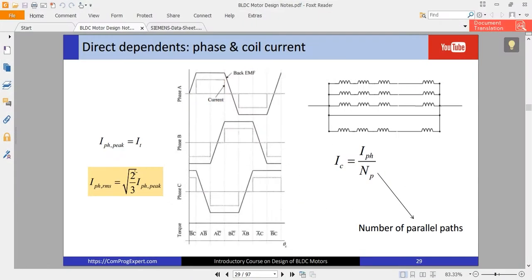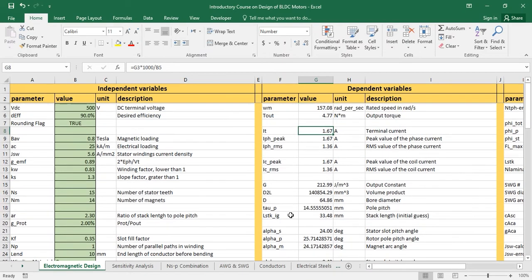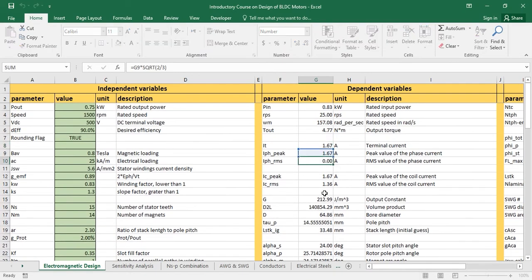Anyway, what is the RMS value of the phase current? RMS value of the phase current is equal to SQRT of 2 divided by 3 times peak value of phase current. Right, because in each electrical period, actually at 2/3 of each electrical period, every phase is conducting. So this is the RMS value of phase current. I implemented this equation here. RMS value of phase current is 1.36 in this case.